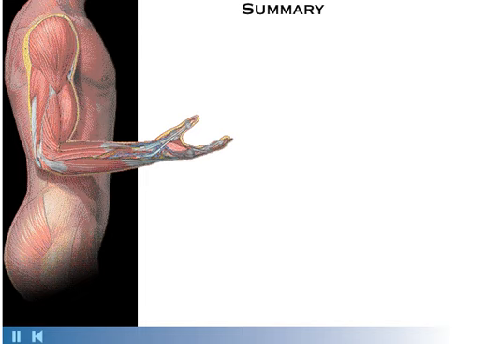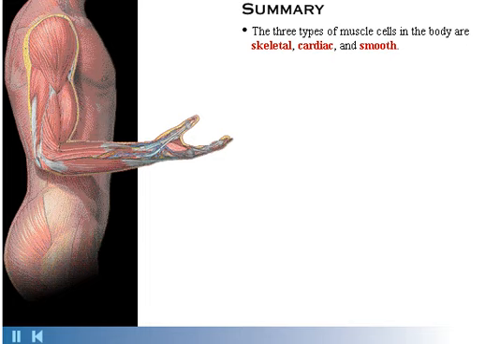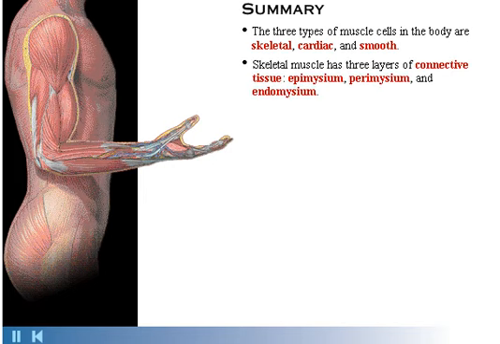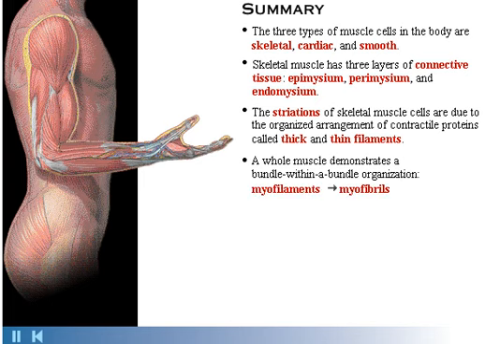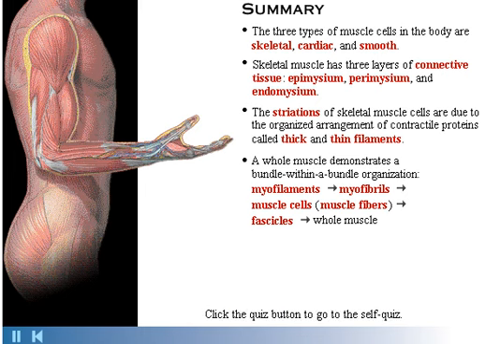Here's a summary of what we've covered. The three types of muscle cells in the body are skeletal, cardiac, and smooth. Skeletal muscle has three layers of connective tissue: epimysium, perimysium, and endomysium. The striations of skeletal muscle cells are due to the organized arrangement of contractile proteins called thick and thin filaments. A whole muscle demonstrates a bundle within a bundle organization, from myofilaments to myofibrils to muscle cells to fascicles to the whole muscle. To test your knowledge, click the quiz button to go to the self-quiz.